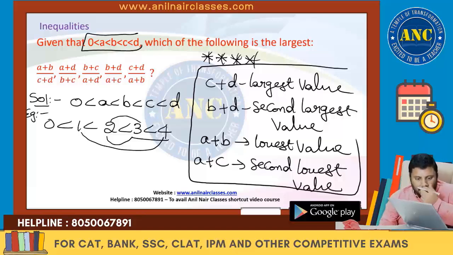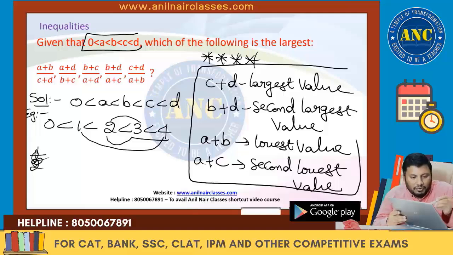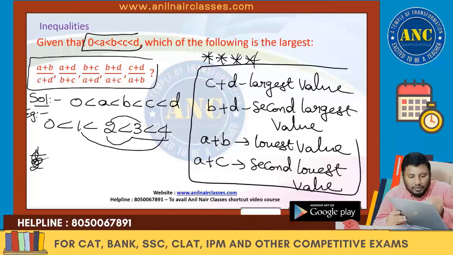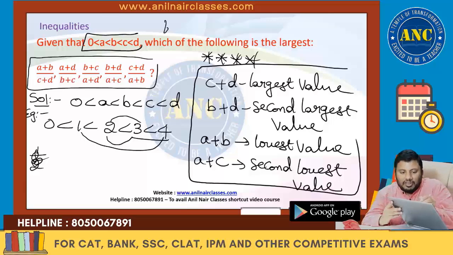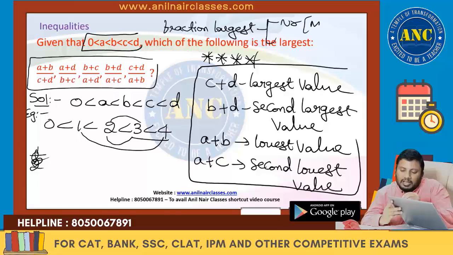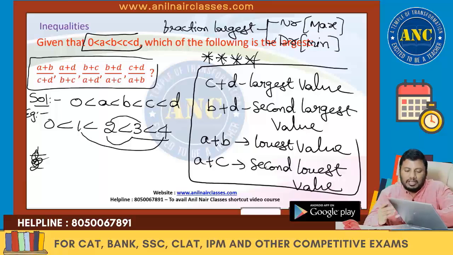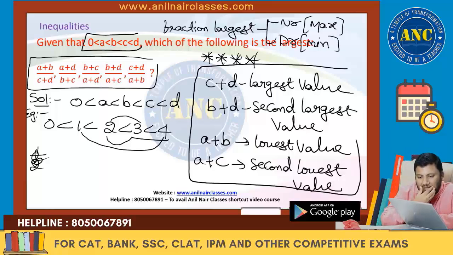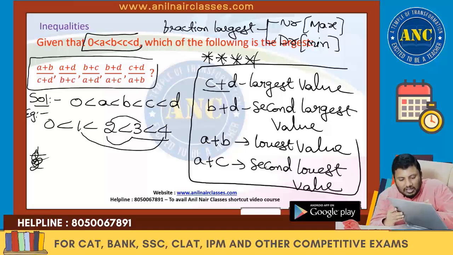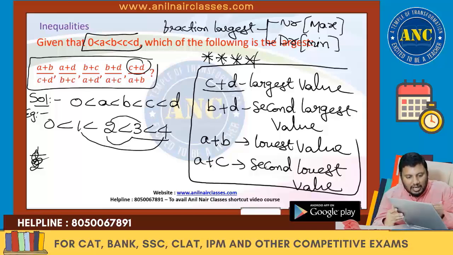Now if you see all of this, which of the following is the largest? A fraction will be largest when the numerator is maximum and the denominator is minimum. What is the maximum numerator? C plus D. What is the minimum denominator? A plus D.